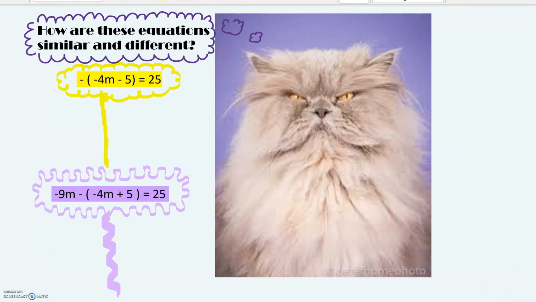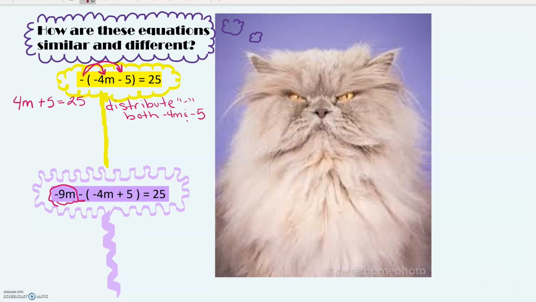Look at this grumpy cat. He is wondering to himself, how are these 2 equations similar and how are they different? So on your paper, go ahead and write down both equations and underneath write a list of things that you notice that are similar, that means the same, and how are these different? What's different about them? Look carefully and make your list long.